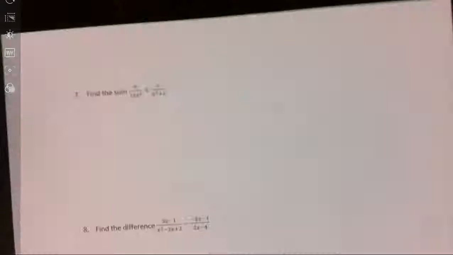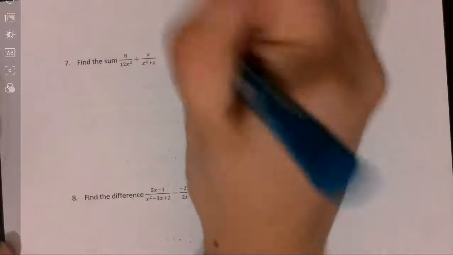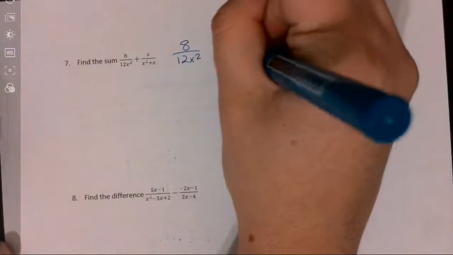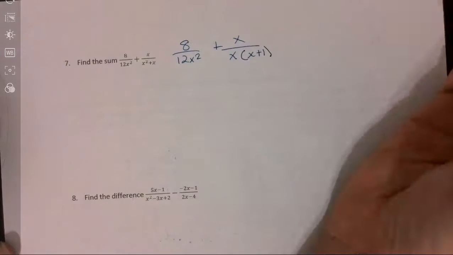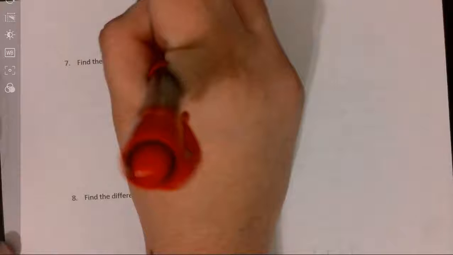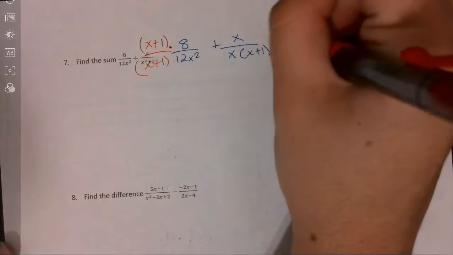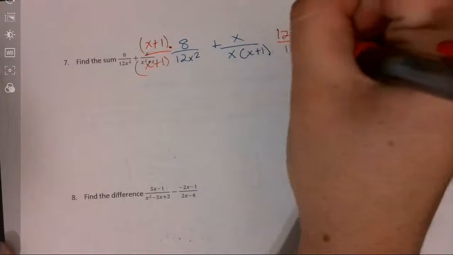Moving on, I want to find the sum. I need to factor the denominator. So I have 8 over 12x squared plus x over x plus 1. So on my left side, I'm missing an x plus 1 on the denominator. So I want to multiply by x plus 1 over x plus 1. Over here, I'm missing a 12 and a second x. So I multiply by 12x over 12x.